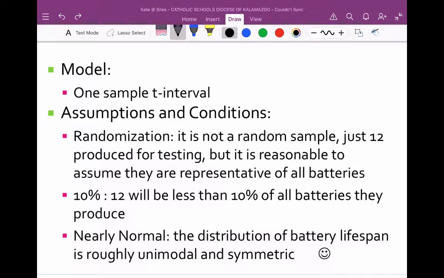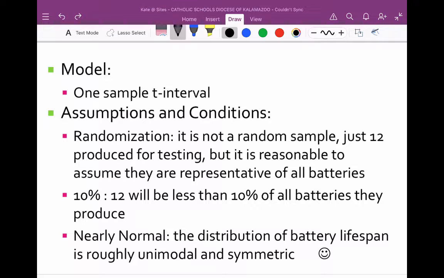And then the nearly normal condition. Now, in this particular case, we have the data, and I didn't show the histogram here because I didn't have the space for it, but the distribution of the battery lifespan is roughly unimodal and symmetric. Now, it's not enough just to state this. We have to show the histogram using the data that we have. And you can do it on your calculator and then just draw a rough sketch of it. And this really is only roughly, but it's still good enough.